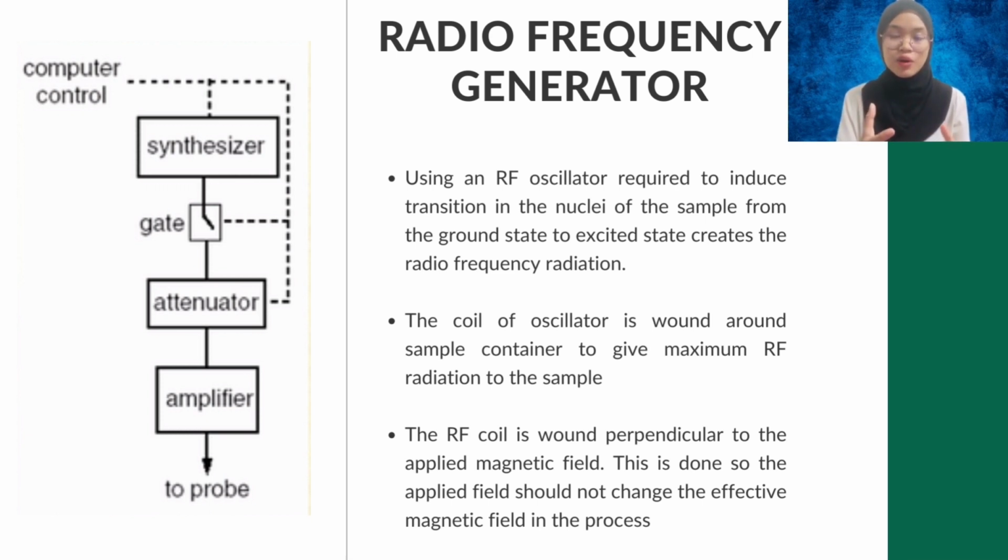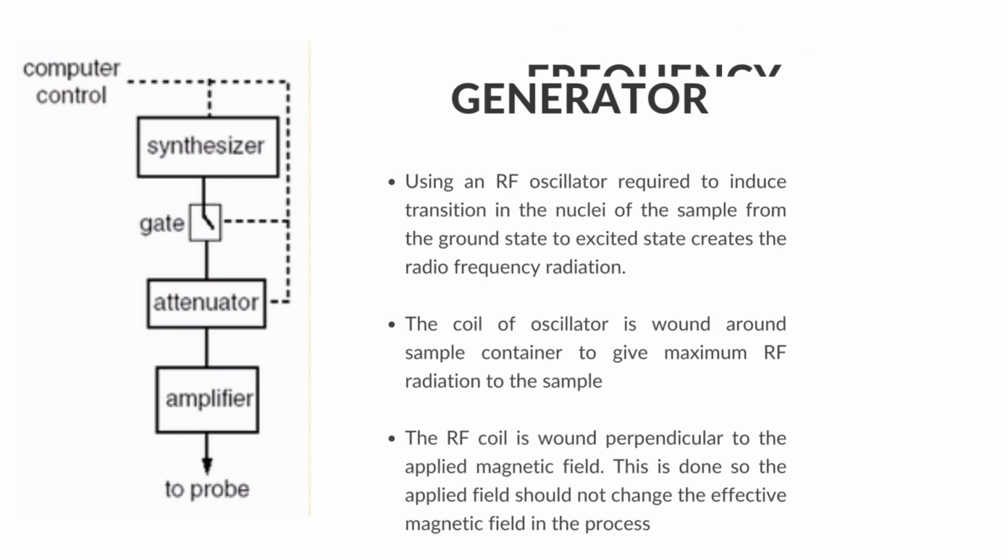And there are some modifications to get a good result. First, the coil of the oscillator is wound around the sample container to maximize the radio frequency wave to the sample, and the radio frequency coil is installed perpendicular to the applied magnetic field so as not to change the effect of the magnetic field in the process of irradiation.